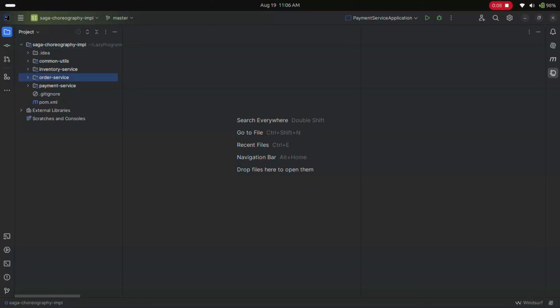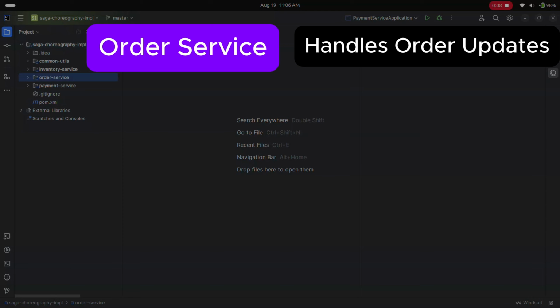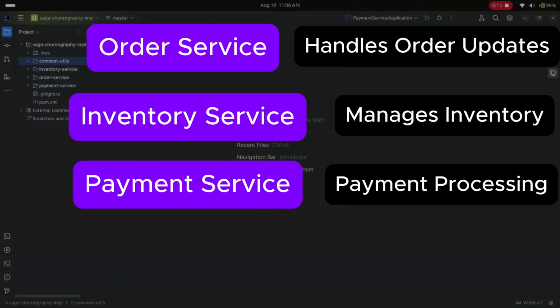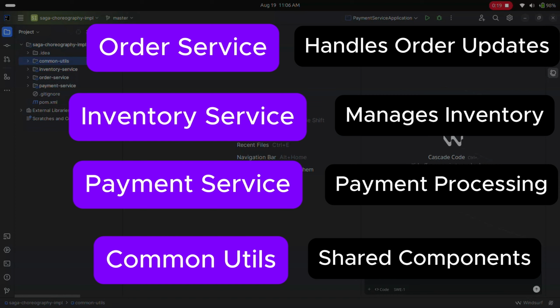In this project, we have multiple modules representing different services of a distributed system. Here we have the order service that handles the order creation and status tracking. Then we have the inventory service that manages the product stock and availability. And we also have a payment service where we simulate the payment processing. All the shared components between multiple services are placed under common-utils, which will hold the shared Kafka events and constants.